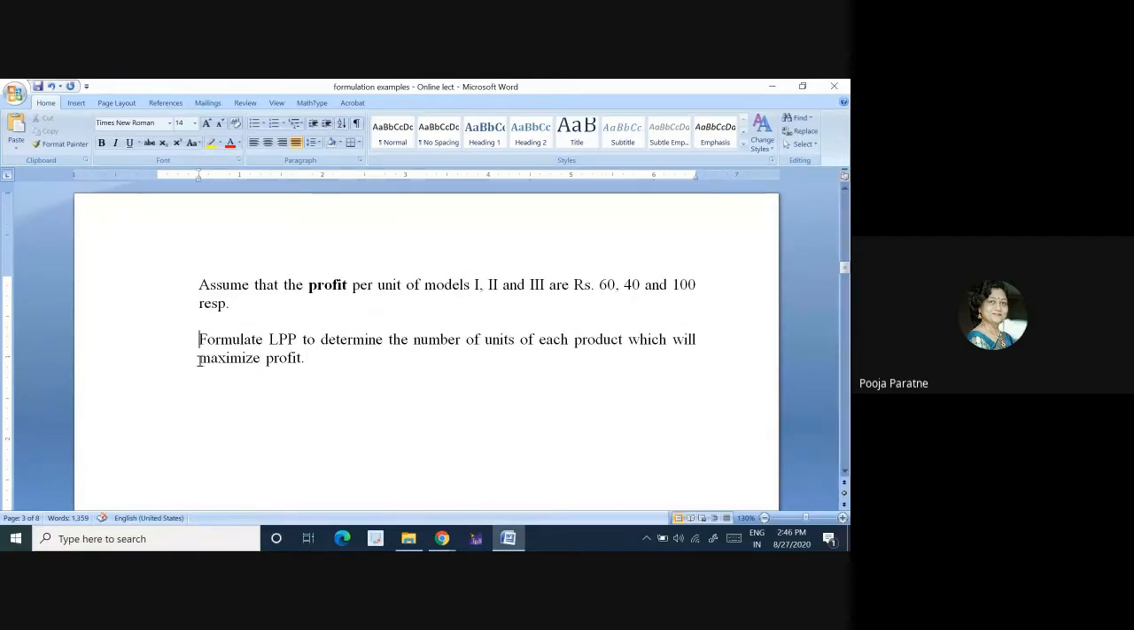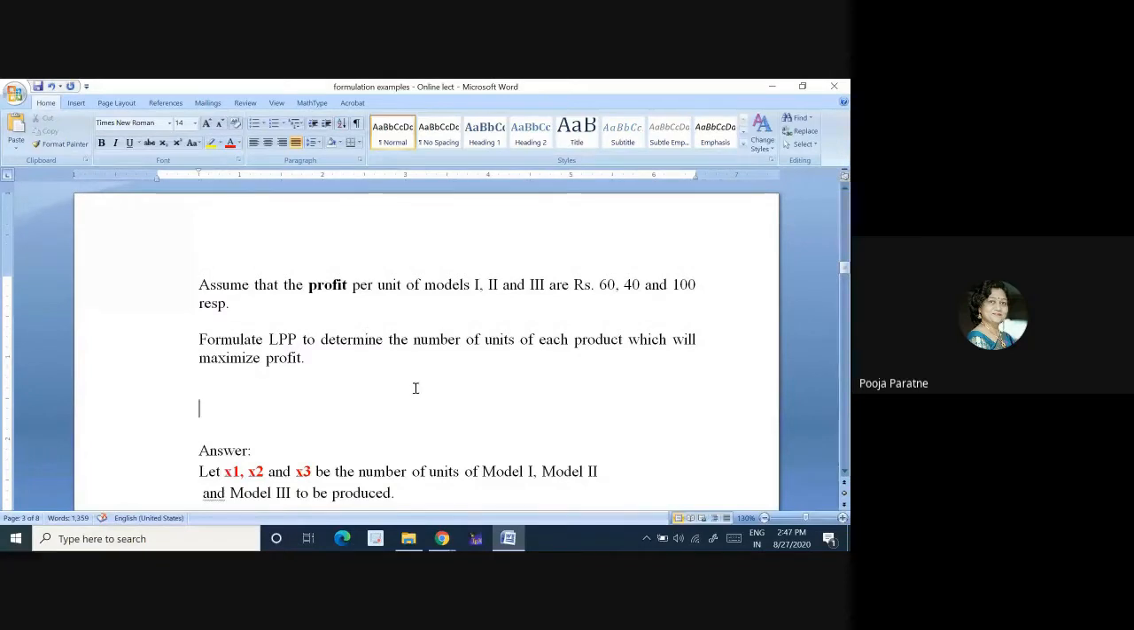So here the question is, formulate the LPP to determine the number of units of each product which will maximize the profit. So from this line, I will get my objective function, and whatever information is given above, in the paragraphs, gives me the constraints. So now let us first define the variables, because this is the first step. So let us define the variables.